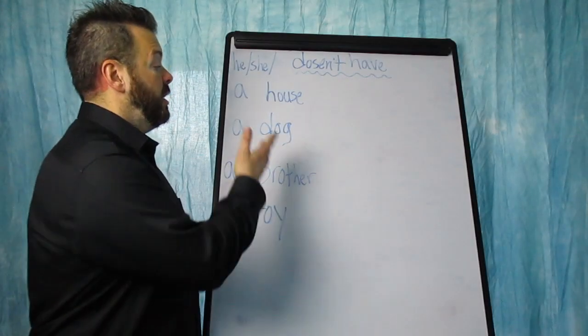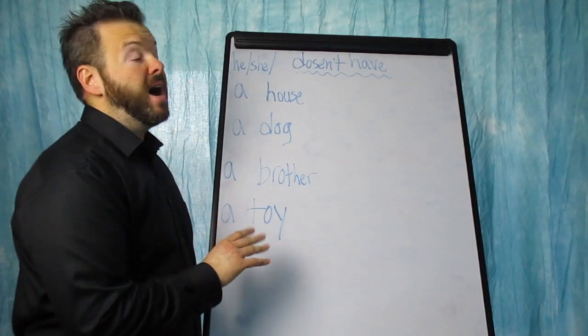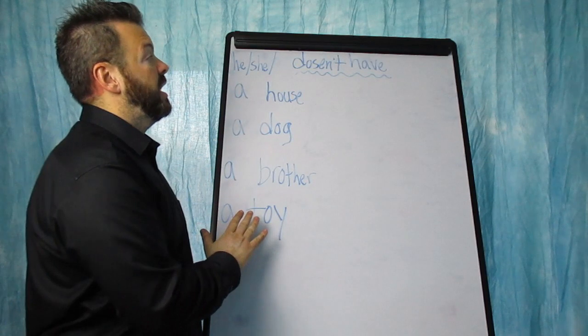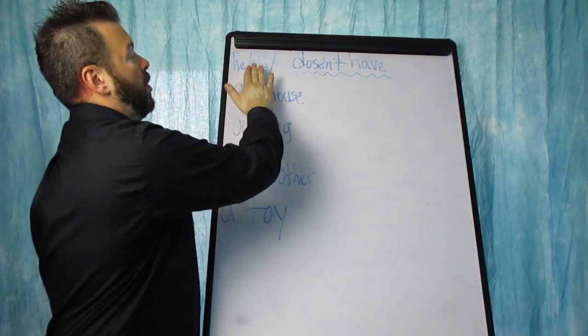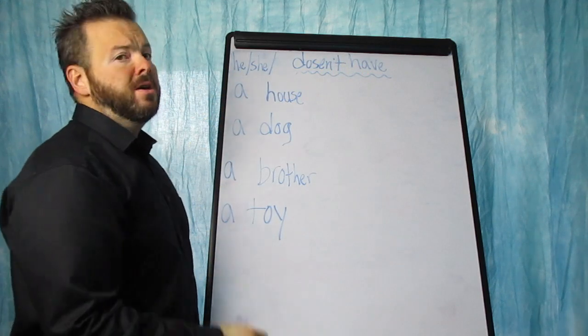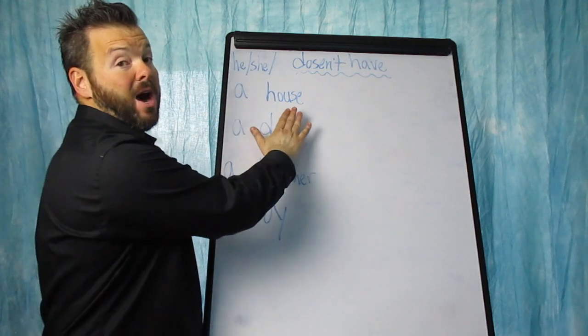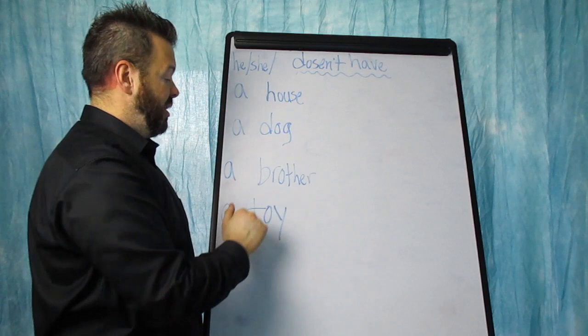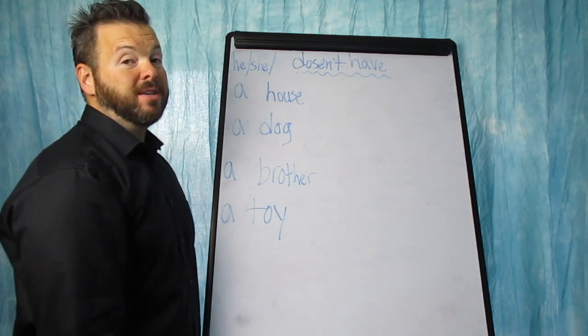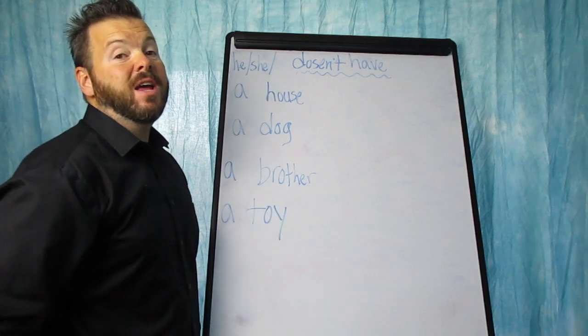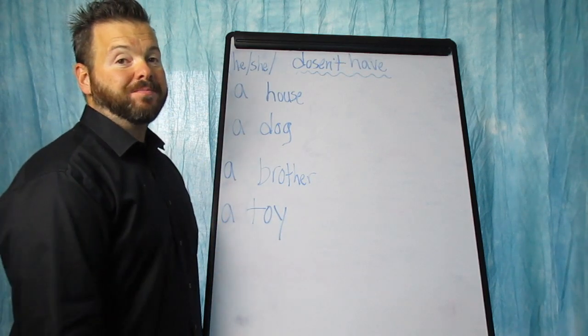Okay, here are some words, and this time we're going to use these words and make sentences with doesn't have using he or she. Let me read the words. A house, a dog, a brother, a toy. Pause the video, write everything down, and read the words to yourself.